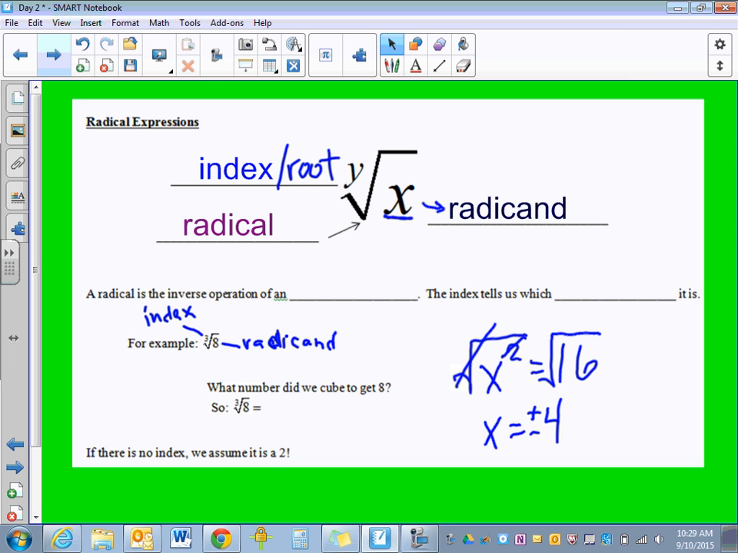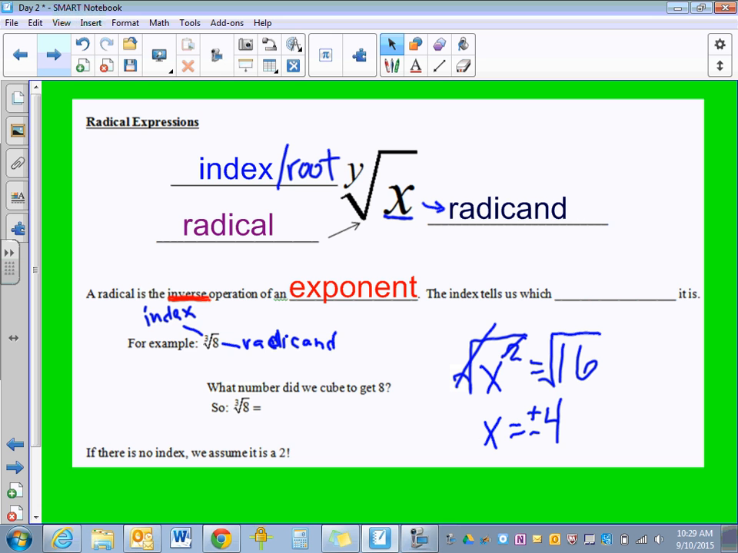So your radical is the inverse operation of an exponent. So that's what we were talking about right here. It's the inverse operation of an exponent. It tells you what exponent you're dealing with. So here, the cube root of 8 is saying, okay, what number cubed gives me 8? I'm going in the opposite direction.